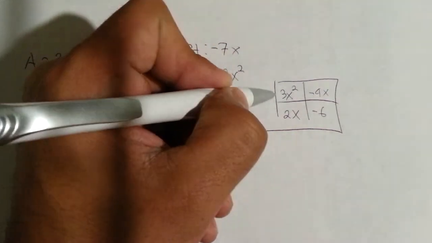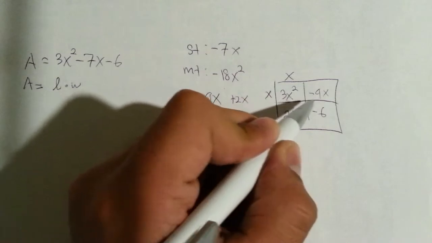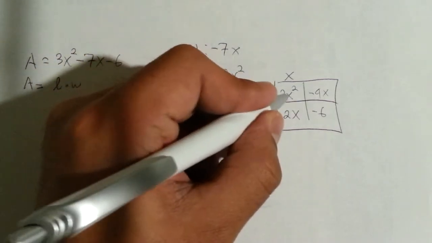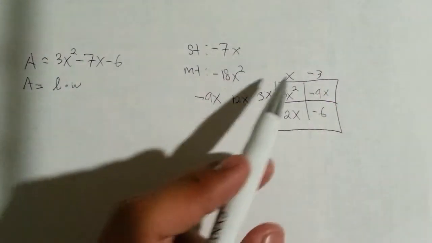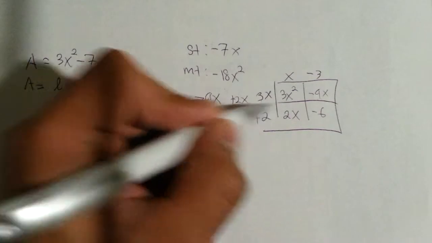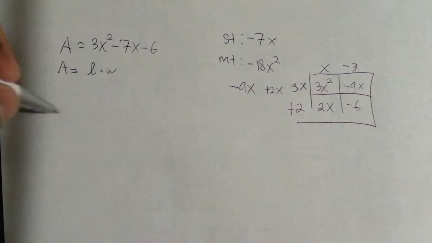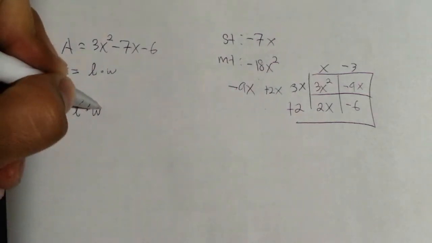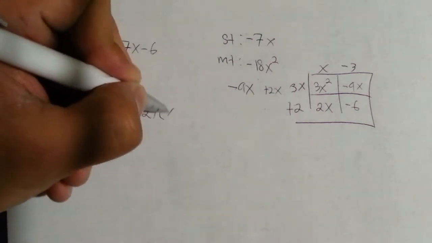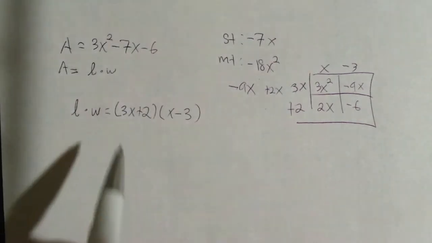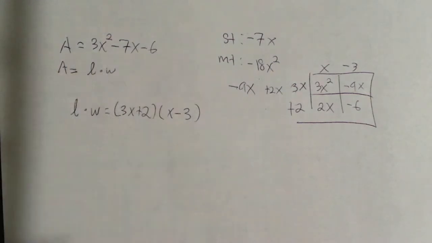So let's think. We've got the x times x makes the x squared. Notice the greatest common factor along here would be a 3, so we can make the 3x here. 3x times x makes 3x squared. 3x times a negative 3 makes our negative 9x. And then x times a positive 2 makes our 2x. So 2 times negative 3 makes the negative 6. So the length and the width can be represented by 3x plus 2 and x minus 3. If you multiply these out, this length and this width, you get the original area you started off with.